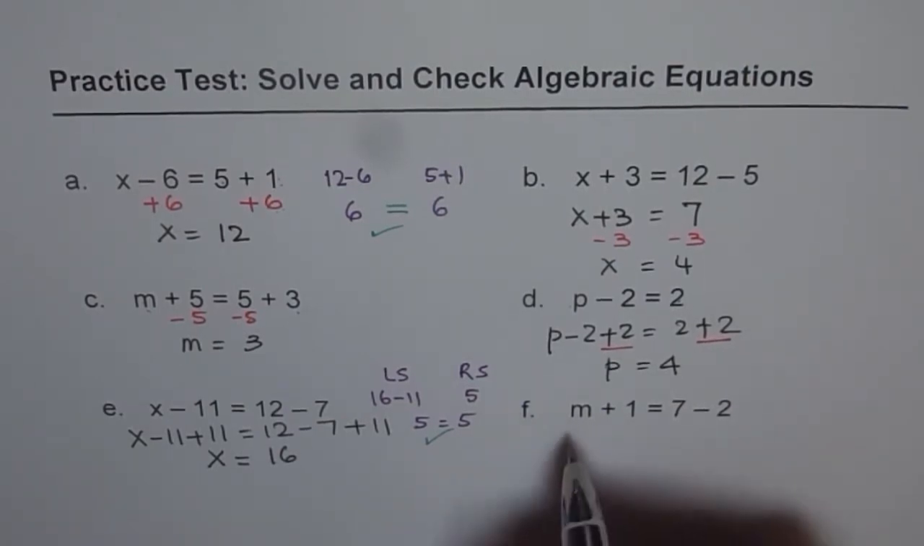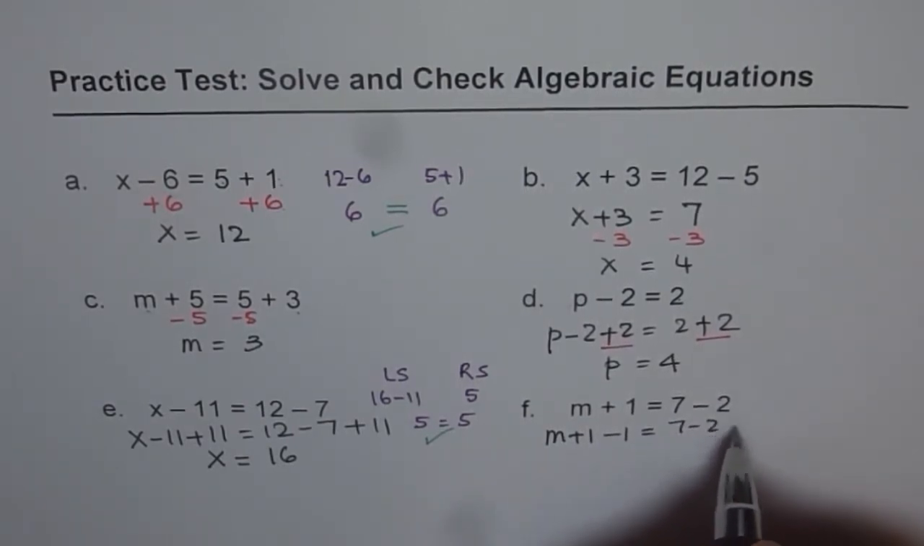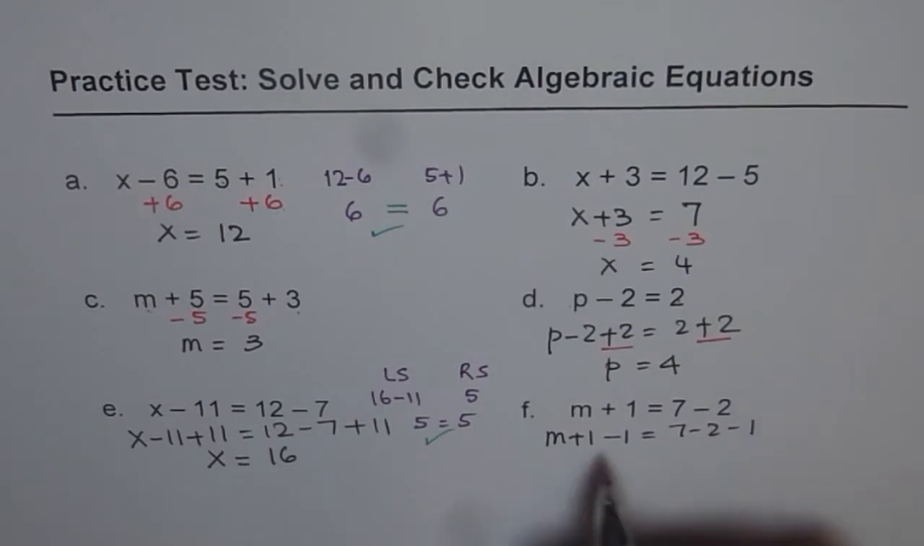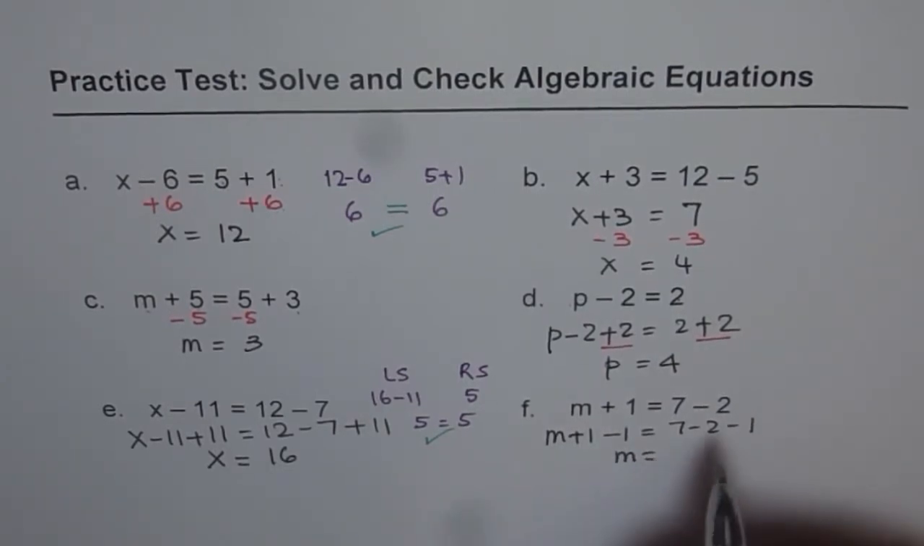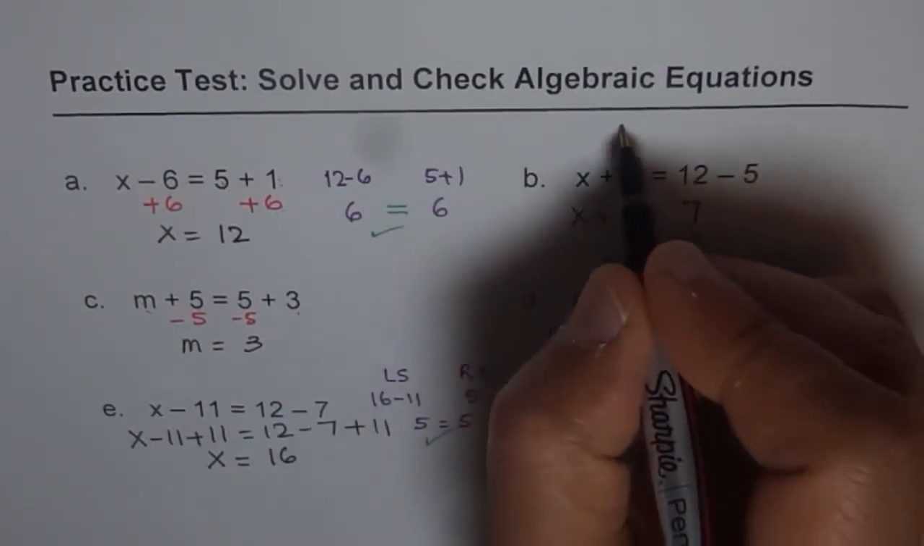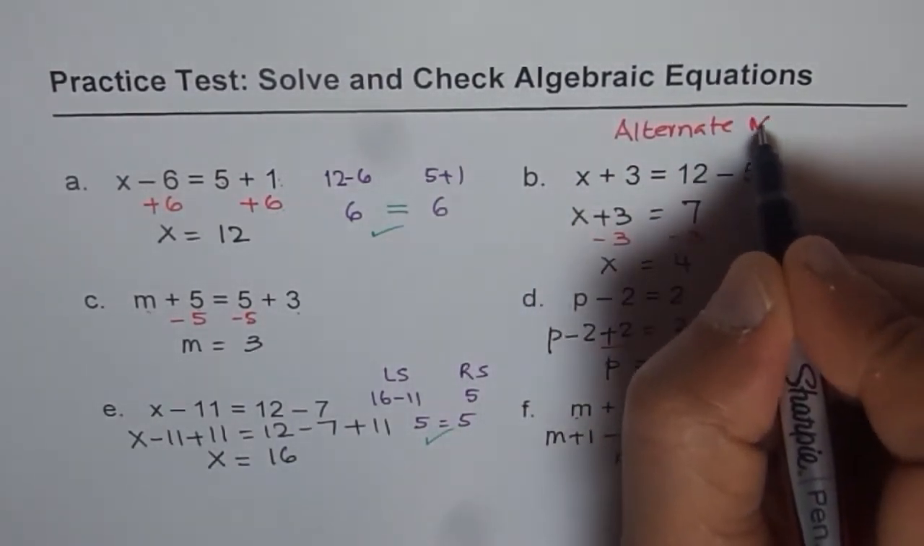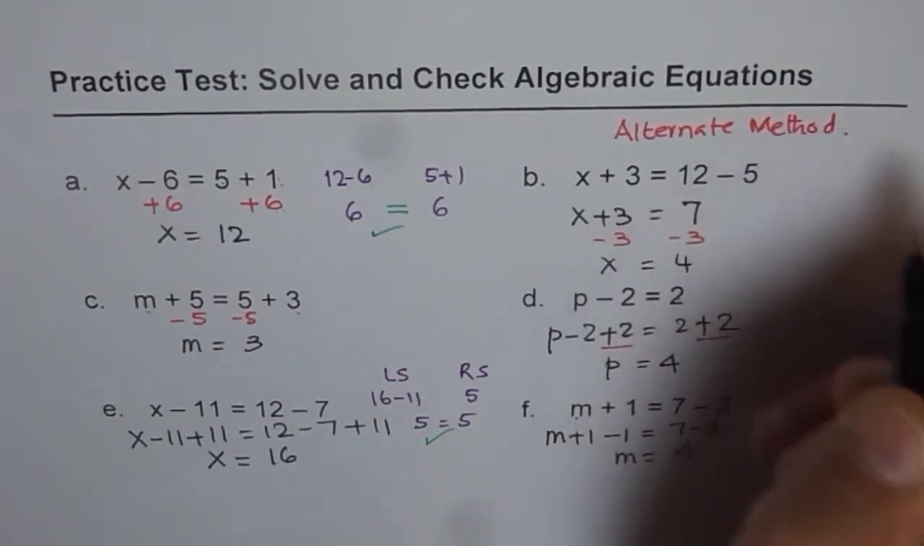Perfect. This one we can do: m plus 1 minus 1 equals 7 minus 2 minus 1. So we did minus 1 both sides, and we get m equals 7 minus 2 is 5, 5 minus 1 is 4. 4 plus 1, check it out, how much is it? 5. 7 minus 2 is also 5. So this is an alternate way of doing things. So in this practice test, you also learned an alternate method, right? So now we know two methods.